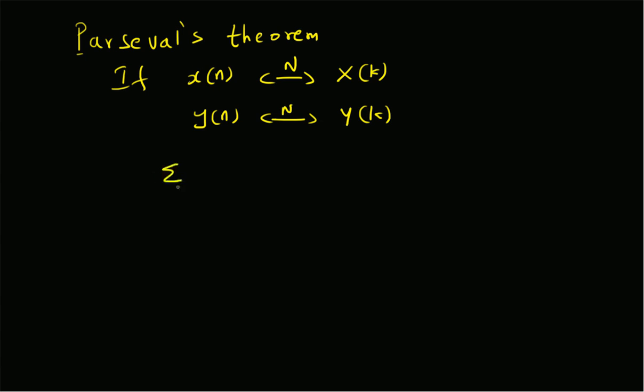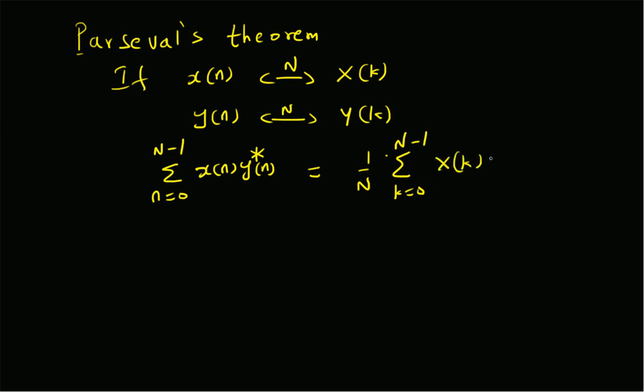states that the following summation, that is summation n equal to 0 to N minus 1 x[n] y[n] conjugate, is equal to 1 by N summation over k equal to 0 to N minus 1 X[k] multiplied by Y[k] conjugate. So that is the Parseval's theorem for N-point sequences and their corresponding DFTs. So let us look at the proof for this theorem.